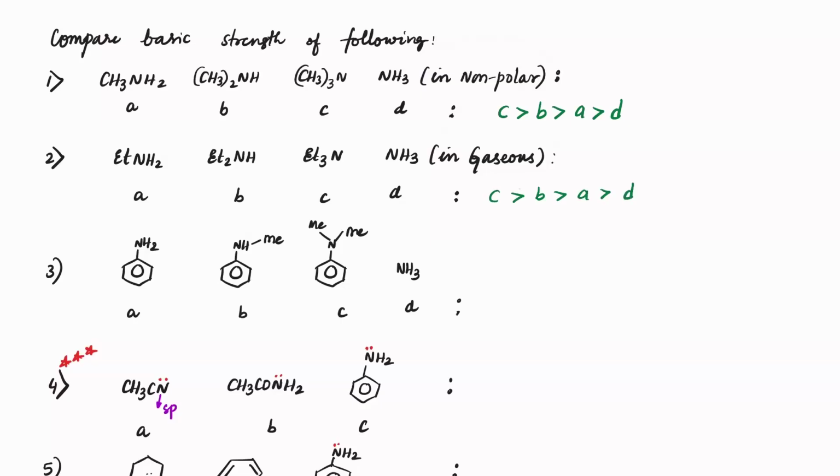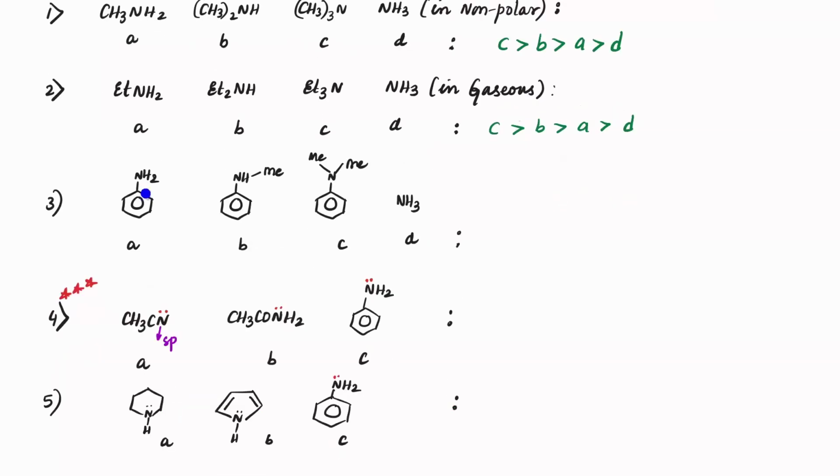Next, if you have this, it is delocalized, and this is localized. Since it is localized, D will be highest, then C, then B, then A.